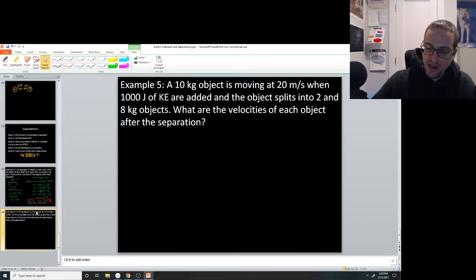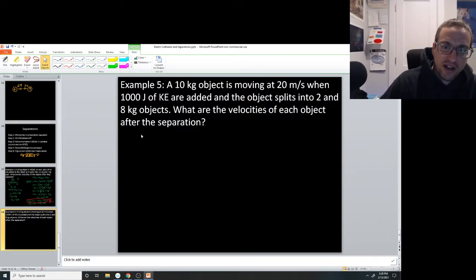All right, a little more complicated one. We've got a 10 kilogram object with an initial velocity, and it's going to split into a 2 and an 8 kilogram part. And we don't know how they're moving. At least one of them has got to be moving to the right, but we don't actually know how they're both moving. So we do the same thing.